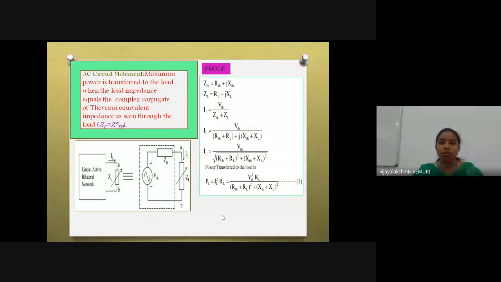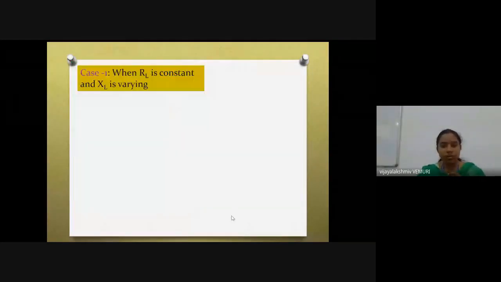You just hold on. Let us prove that the maximum power will be transferred when the load impedance is equal to the complex conjugate of the Thevenin equivalent impedance. First, case 1. If you just observe the power equation, you have load resistance as well as load reactance both, isn't it? That means the load impedance has a real part, the resistance RL, and a reactance part, which is XL.